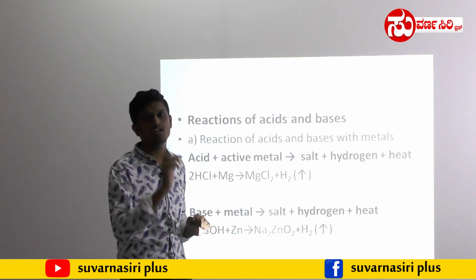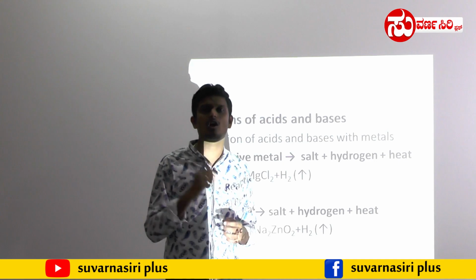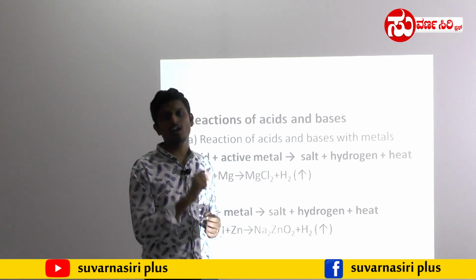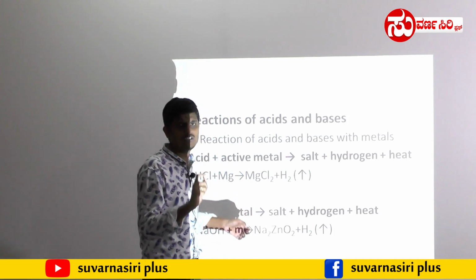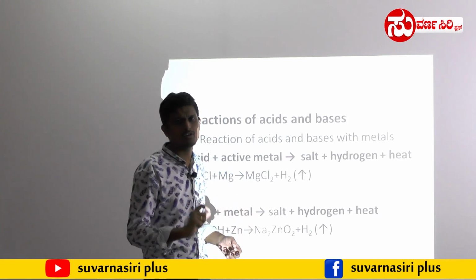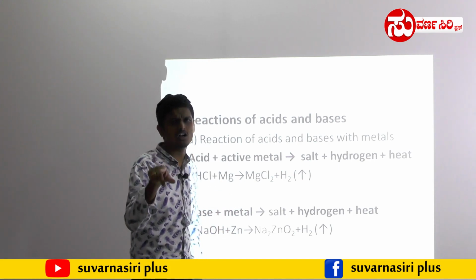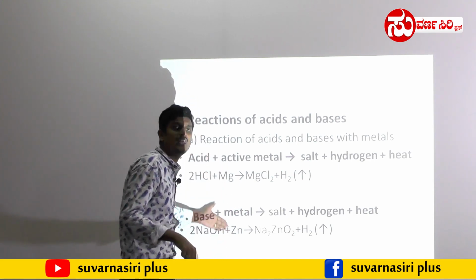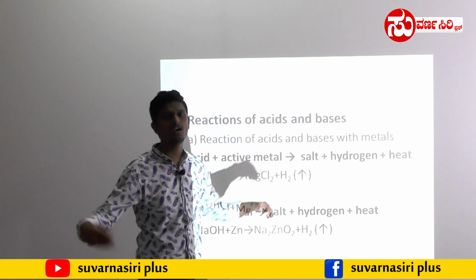So this is the first reaction they mentioned in your textbook. It may arise in your examination for 1 or 2 marks. Explain how acids and bases react with metals with 1 or 2 examples. It is better to write the general reaction, which is very important. If you know the general reaction, you can generate so many reactions. The acid or base reacts with metal, they form salt and hydrogen.